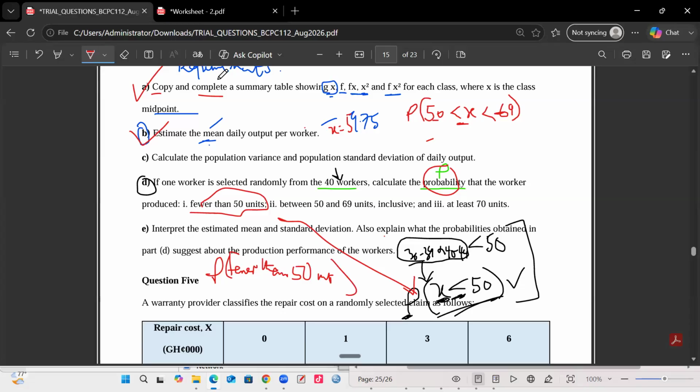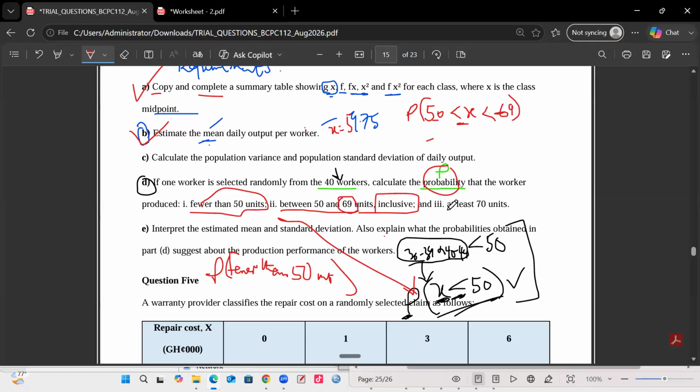The second one too, if you cannot do it as I've explained it, just write P into brackets between 50 and 69 units. They said 69 units inclusive. Inclusive means 69 is part of it.